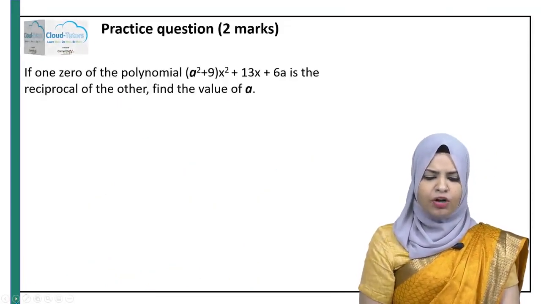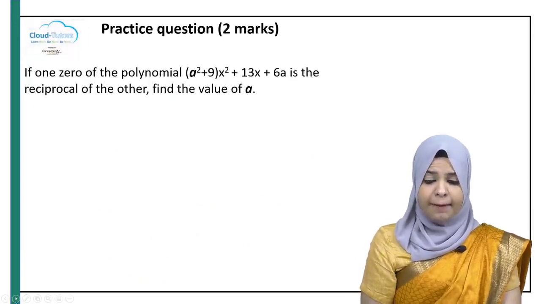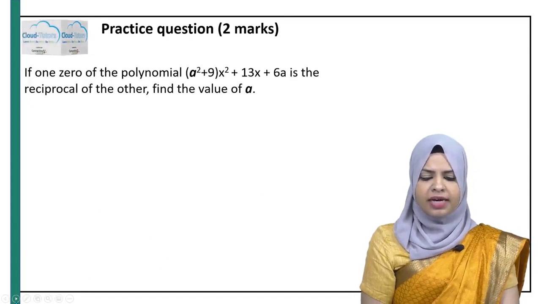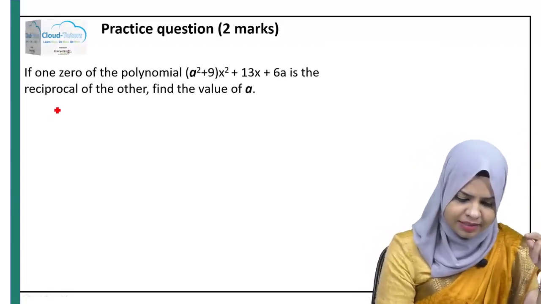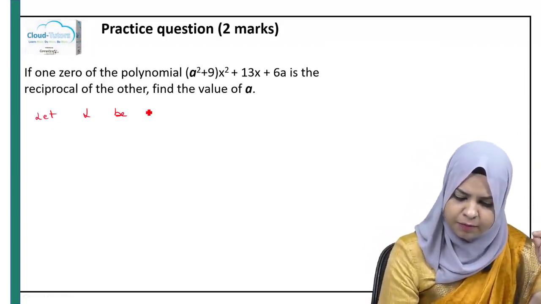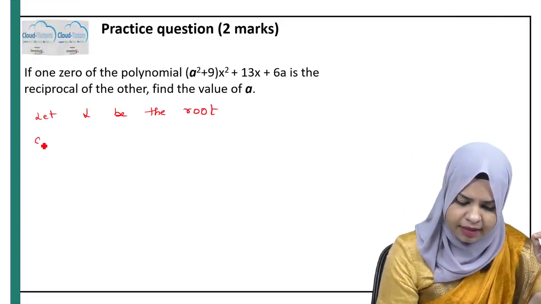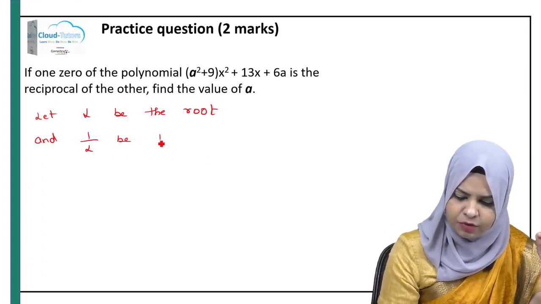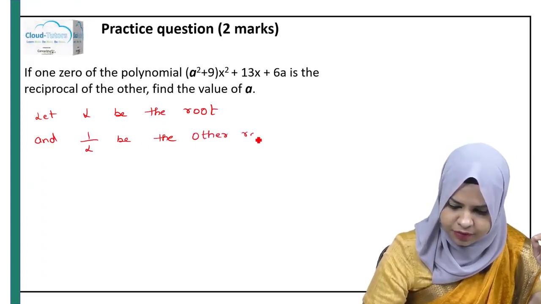If one of the roots of the polynomial a square plus 9 into x square plus 13x plus 6a is the reciprocal of the other, find the value of a. Again, remember we did this. So let alpha be the root, and 1 by alpha be the other root. It's the reciprocal, right? The other root.